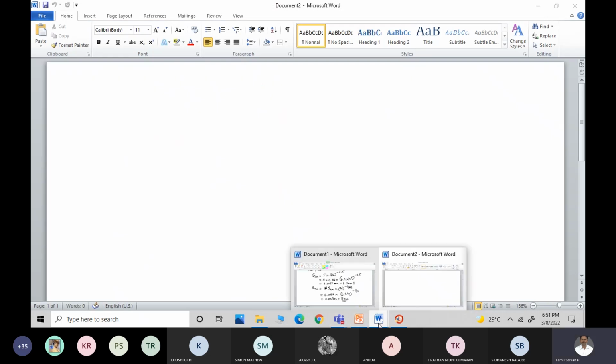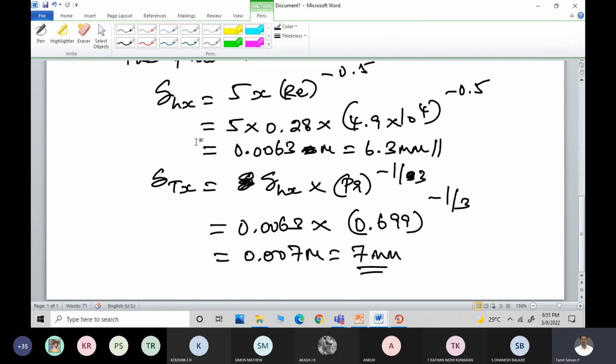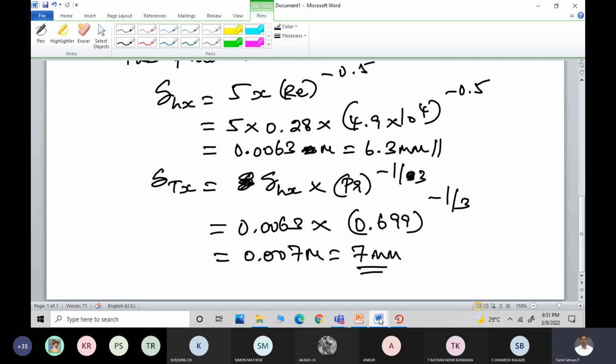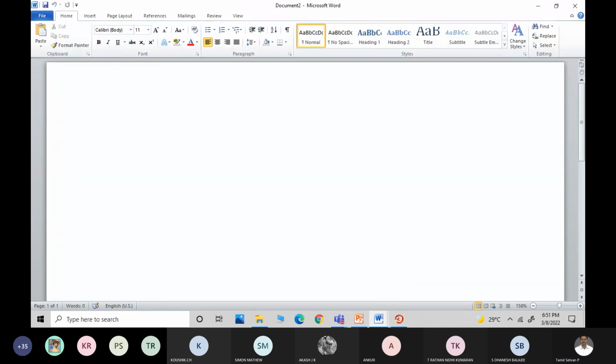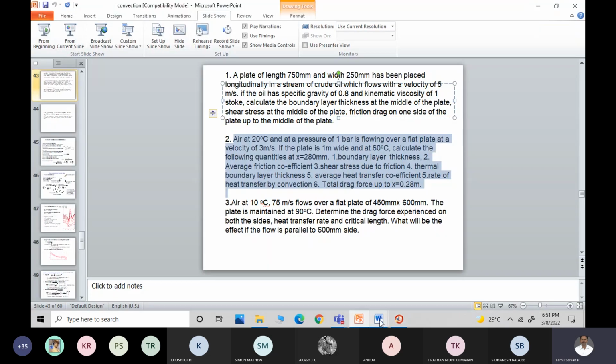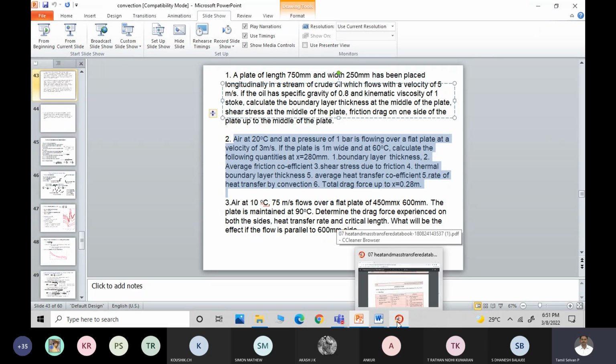Okay, the next one. So we have found del Hx and del Tx, the velocity boundary layer thickness and thermal boundary layer thickness. Shall I move on to the next one? Yes, sir. So the next one, what are you asked to find out? Boundary layer thickness, average friction coefficient, shear stress, heat transfer by convection, convective heat transfer coefficient, and drag force.